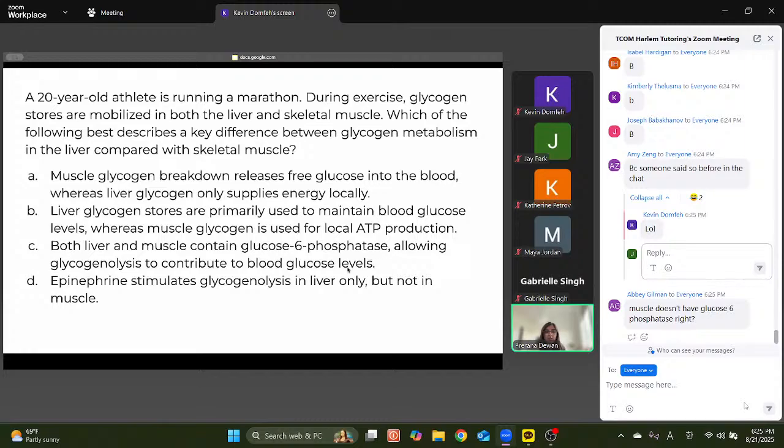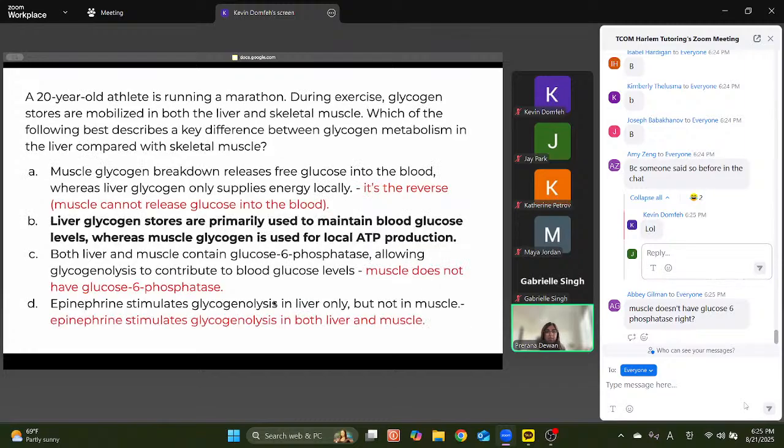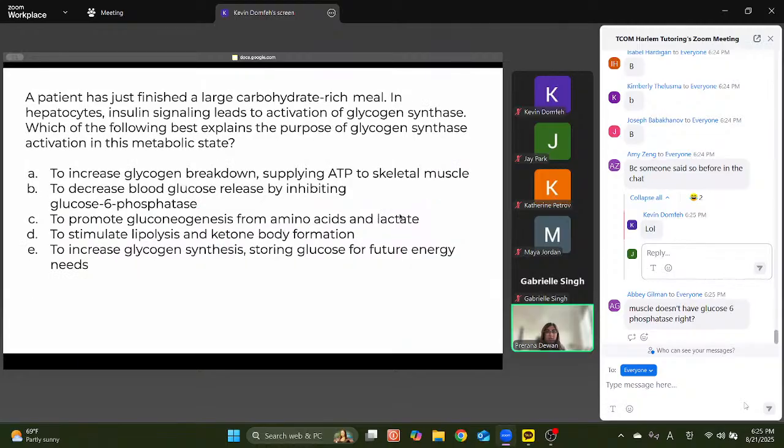All right, we'll move on to the next one. That's pretty much going over what I just said. All right, a patient has just finished a large carbohydrate-rich meal. In hepatocytes, insulin signaling leads to activation of glycogen synthase. Which of the following best explains the purpose of glycogen synthase activation in this metabolic state?